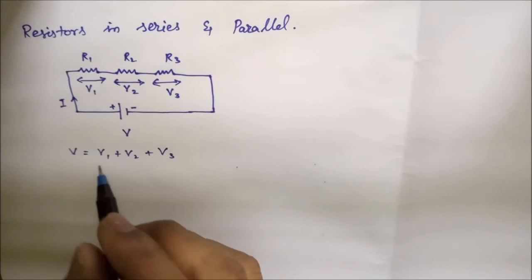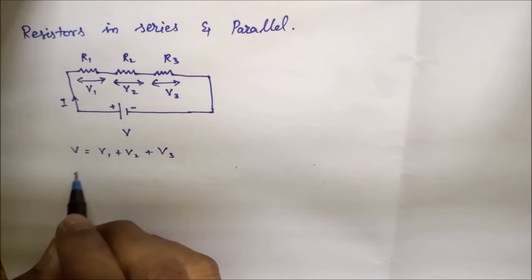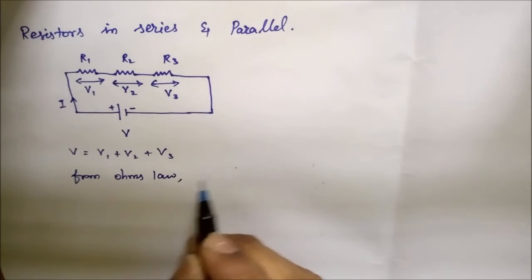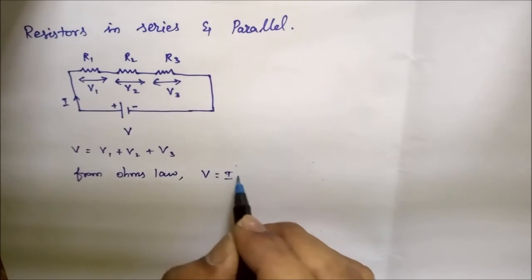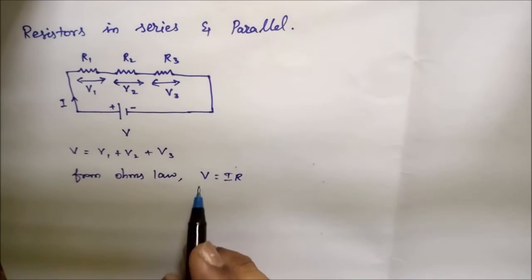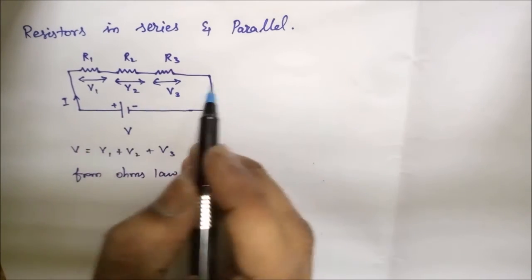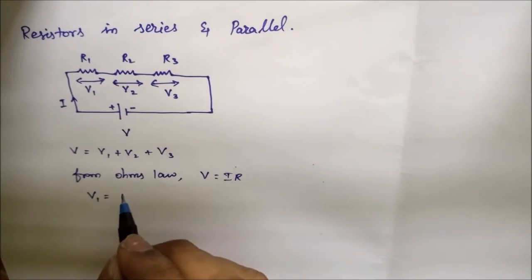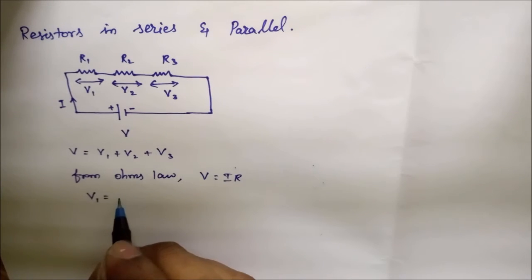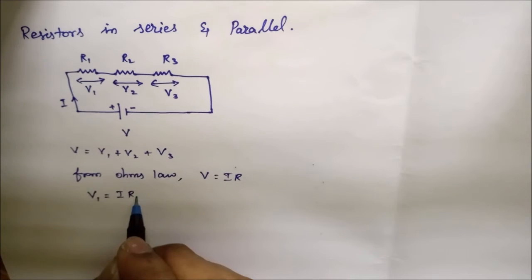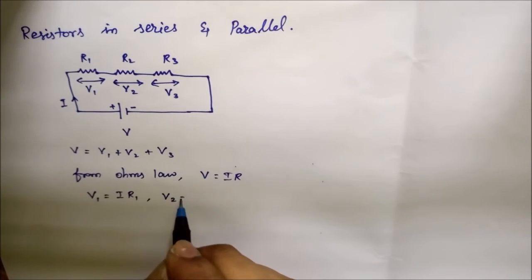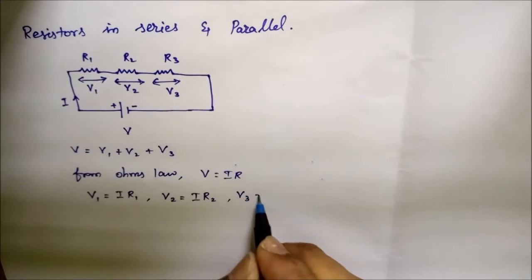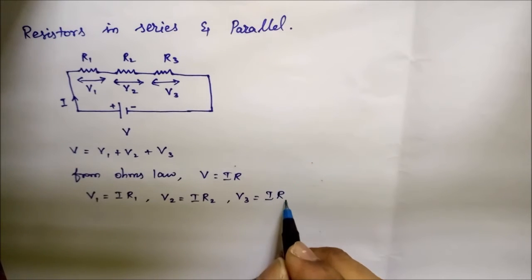Now as we know from Ohm's law, what is Ohm's law? V is equal to IR. This is the formula, and now we have to apply this formula with respect to the three resistors. With respect to R1, the potential developed across it is V1. So V1 is equal to I into R1, and the same way V2 is I into R2, and V3 is equal to I into R3.